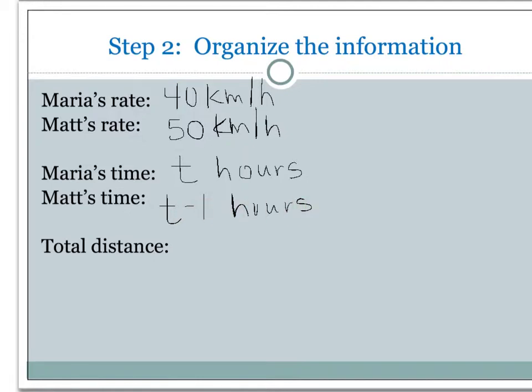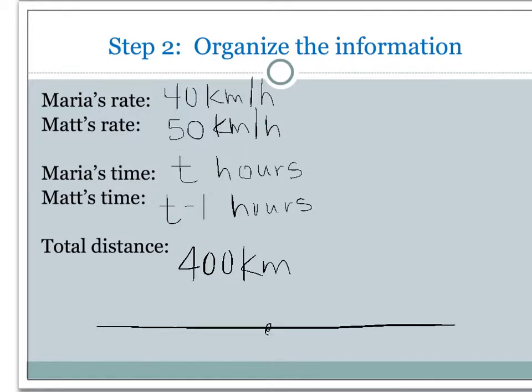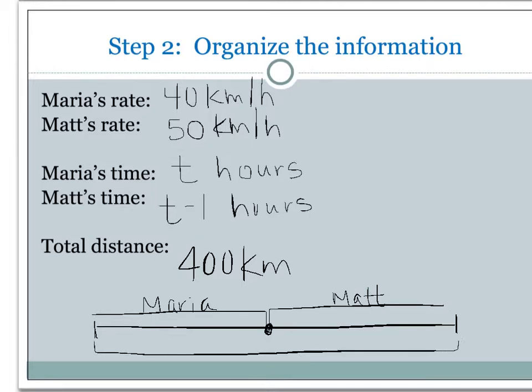We also know that the total distance between them is to be 400 kilometers. And so we could very easily take a look at this in a picture. If you just draw a line and they both leave from this point, and we know Maria travels this way and Matt travels this way, we're trying to figure out when they finally reach 400 kilometers apart, we want to know how long that is.